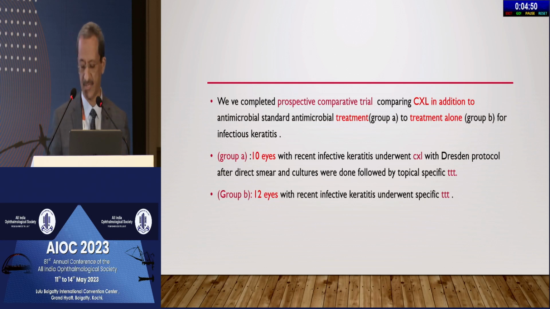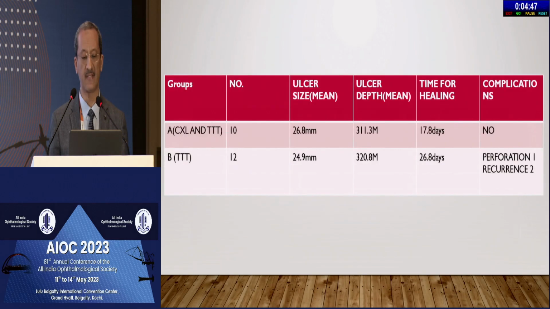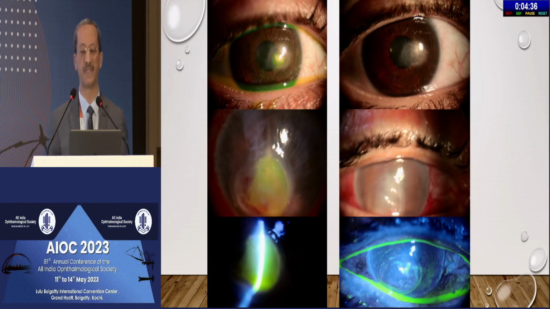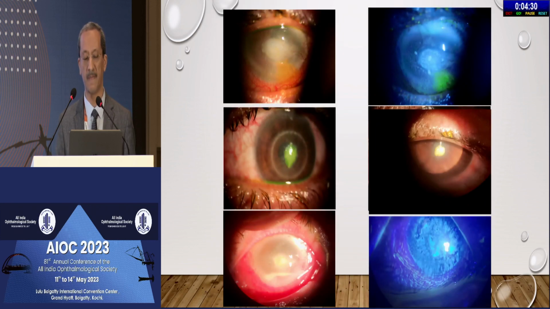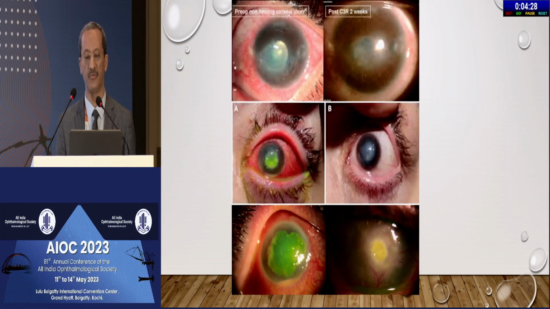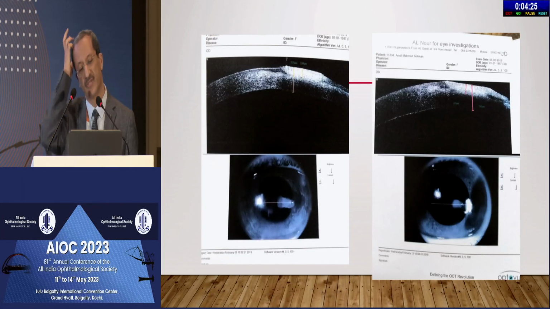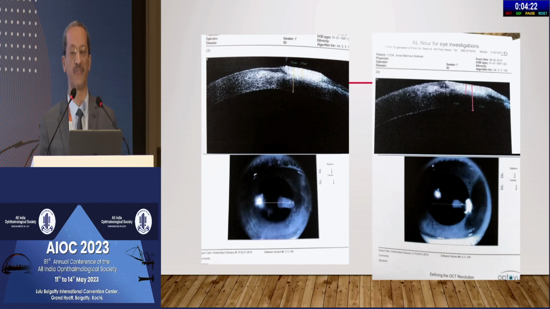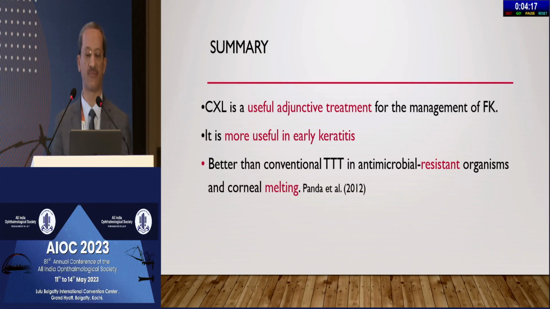The trial was done, and these are some results. The time of healing was much better in patients with cross-linking than with the usual conventional treatment. These are some patients pre and post use of corneal cross-linking. Another group, third group. And these are the anterior segment OCT showing the reduction of the thickness after improvement with the use of corneal cross-linking. So to summarize, corneal cross-linking may be an adjunctive and useful treatment for fungal keratitis.